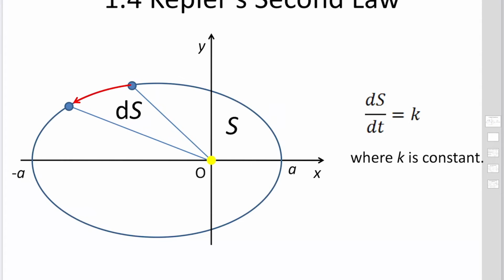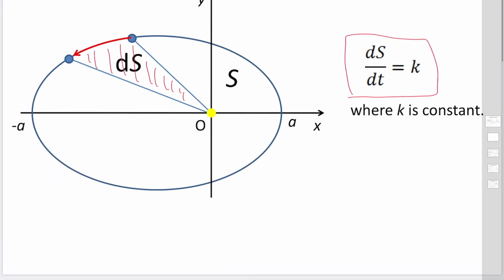Now we'd like to study Kepler's second law. Kepler's second law says the radius vector from the Sun to a planet sweeps out equal areas in equal periods of time. So this area rate is always constant. If you use the equation, dS over dt is equal to a constant.